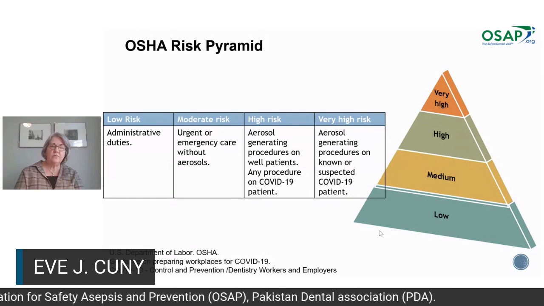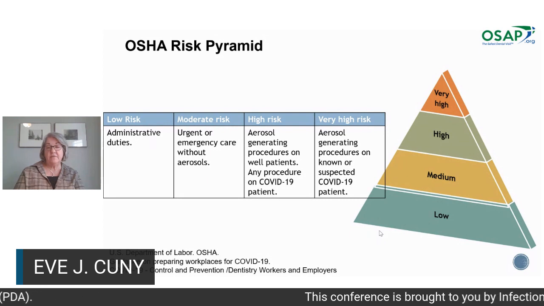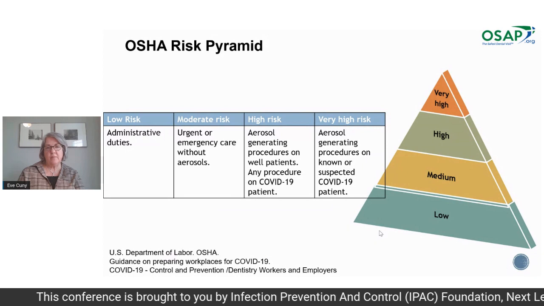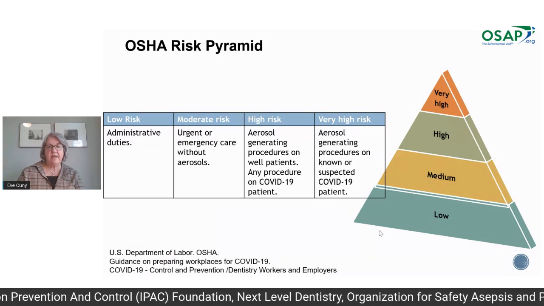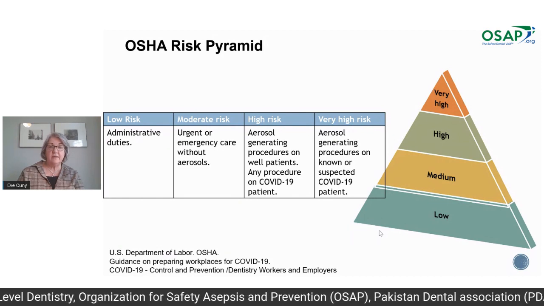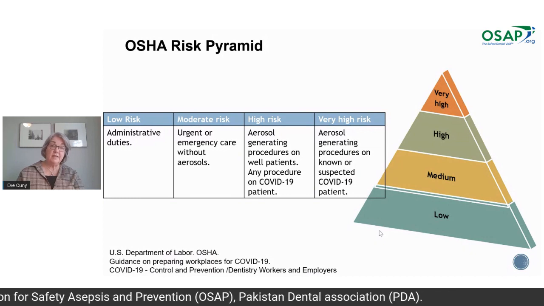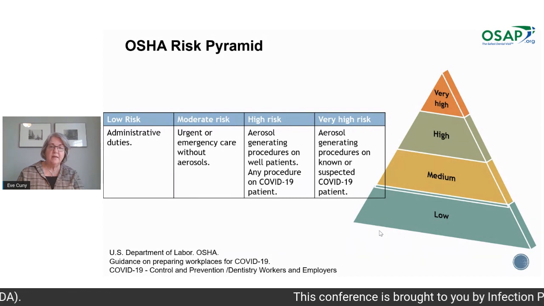When we look at the OSHA risk pyramid, this is through the U.S. Department of Labor, who did a study of different types of employment and which types of employment posed the greatest risk for transmission of COVID-19. And they divided that into very high risk, medium, and then low risk. And what they determined was in dentistry that aerosol generating procedures on known or suspected COVID-19 patients presents a very high risk of transmission.